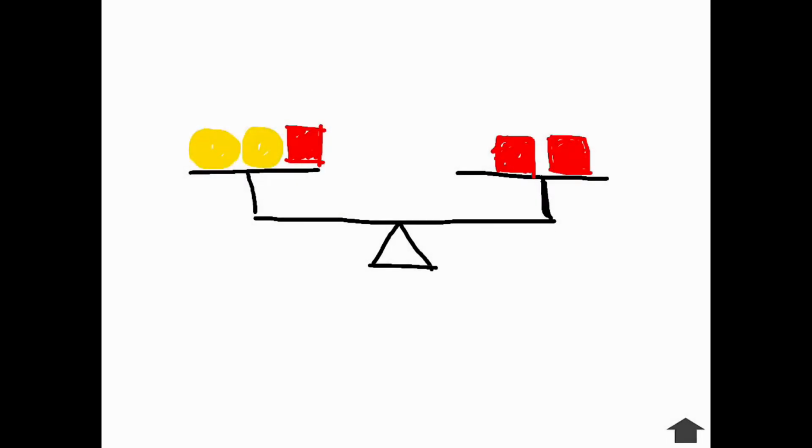First, let's look at a model. If I were to ask you what you could tell me about these shapes, what would you say? Hopefully, you said something like 2 balls are equal to 1 cube, or 1 ball is equal to half a cube.